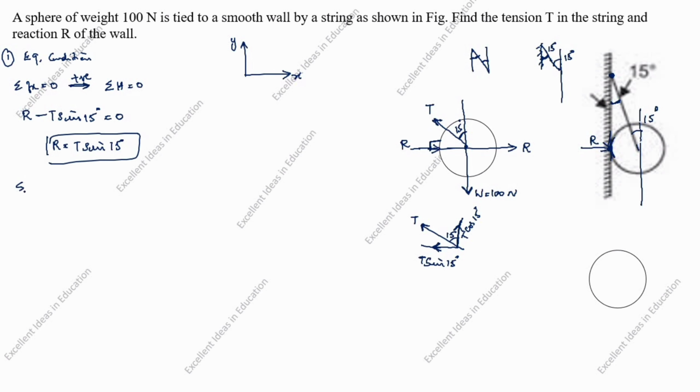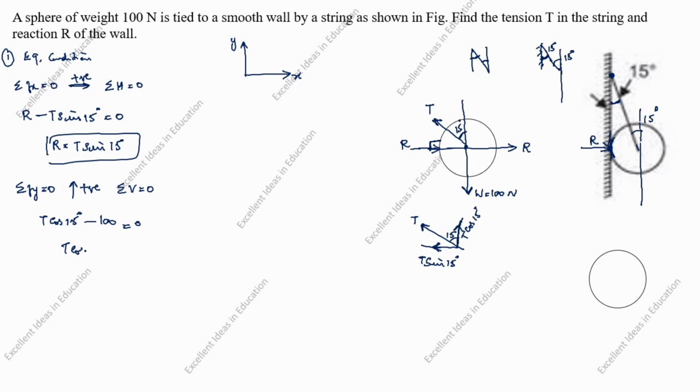Next we will take vertical. Summation of F of y is equal to 0. Vertical direction, this side is positive. Summation of V is equal to 0. Now we will see only vertical forces. So vertical forces, you see, arrow goes up, right? Up is positive. So T cos 15 degree. After that, you see the arrow comes down. Up only positive, down means negative, minus 100 equal to 0.